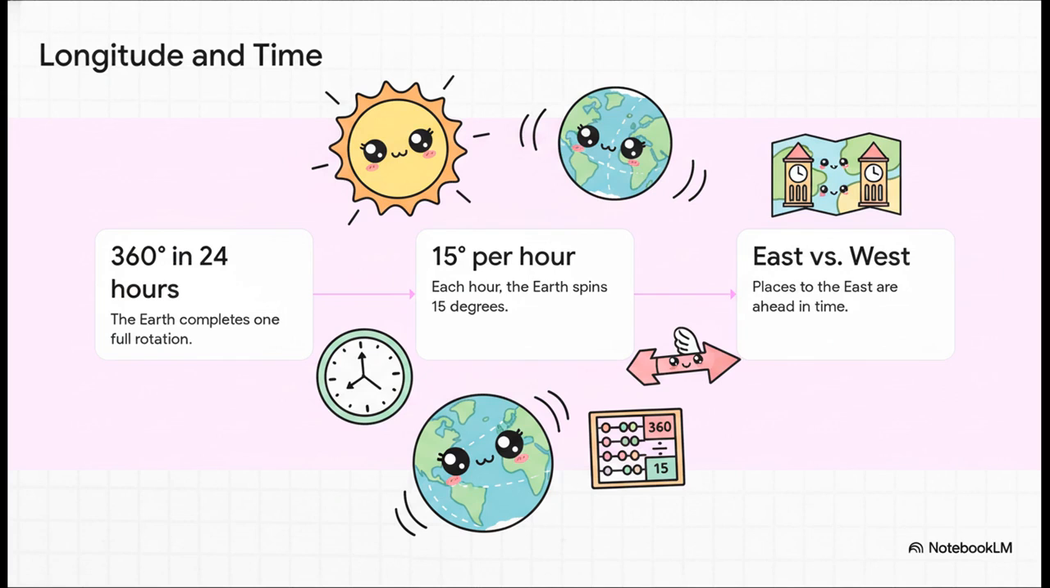Check it out. The Earth spins one full circle, that's 360 degrees, in about 24 hours. Okay, so if you divide 360 by 24, what do you get? You get 15. That means for every hour that passes, the Earth rotates 15 degrees of longitude. And since our planet spins from west to east, the places to the east are always ahead in time, because they see the sun first.